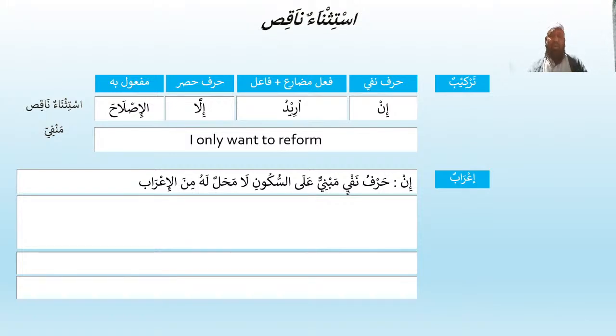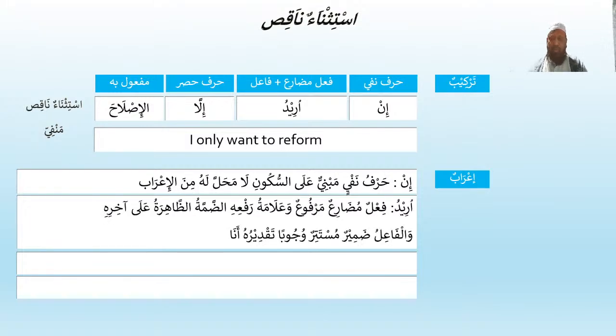If we see fatha on the fail, we don't need to say ظاهر. For huruf, no. So even though the sukun on the noon is visible, still we don't say it, just harf nafi mabni ala as-sukun, and because it's a harf, la mahalla lahu min al-i'rab.